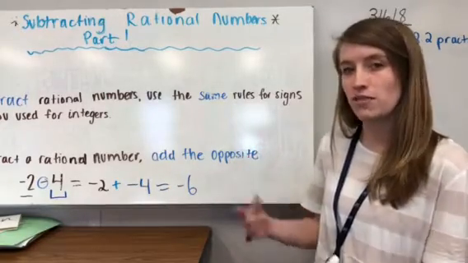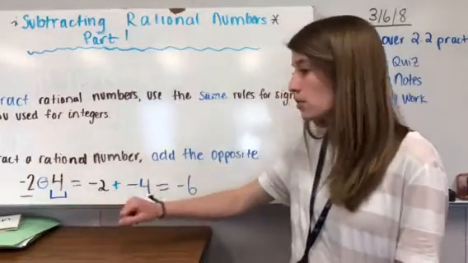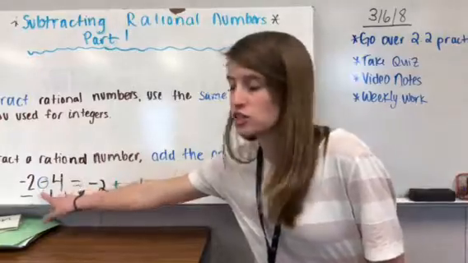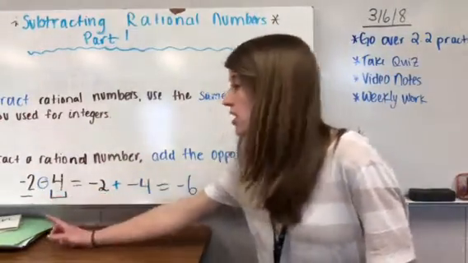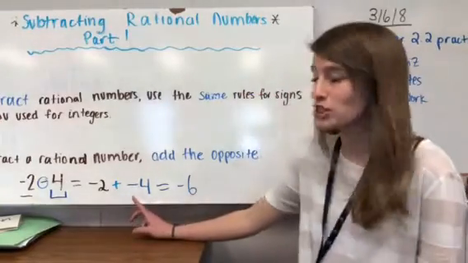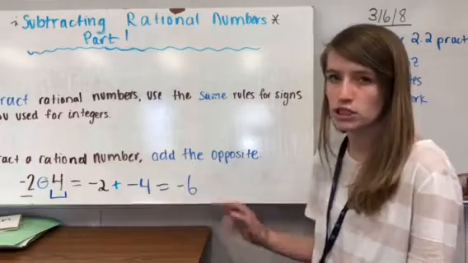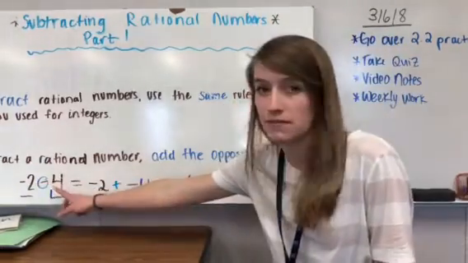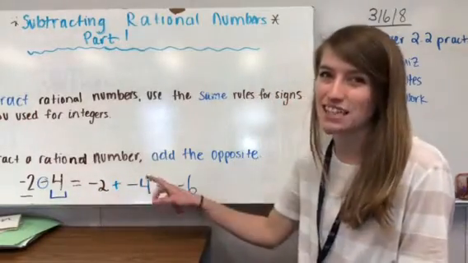That's also where we get the phrase keep, change. So if I have -2 minus 4, -2 I keep, I change the subtraction to addition. Instead of subtracting a 4, I will add the opposite, which is -4. Now I have -2 plus -4, which is -6. Just make sure this is minus a positive 4, so I need to add a -4.